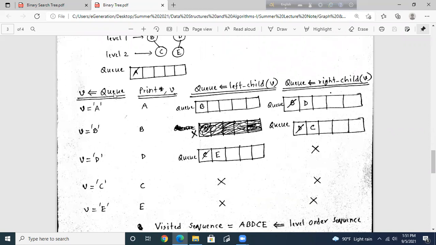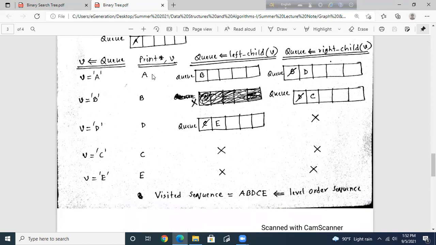Here again, you have to delete one element from the queue. So C will be removed. So print C. Now left side of C, dear student: no left side of C, no right side of C. So cross and cross. Similarly, dear student, another element in the queue, so I have to remove this element from the queue. So V equals E. Again, left side of E and right side of E are not available. So cross, cross.